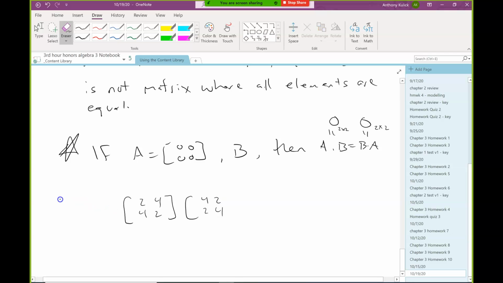Yes. Let's check. Yeah, no, this is an excellent idea, I think. So row times column, that's 8 plus 8, so 16. Row times column, that's 4 plus 16, so that's 20. Row times column, that's 16 plus 4, that's 20. And then row times column, that's 8 plus 8, that's 16. And we flip it.